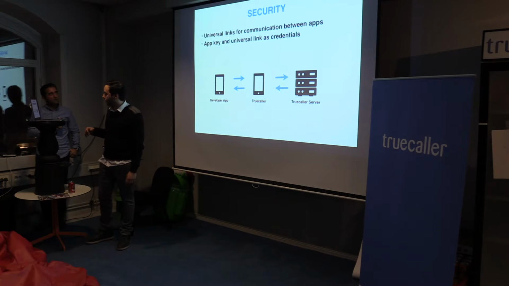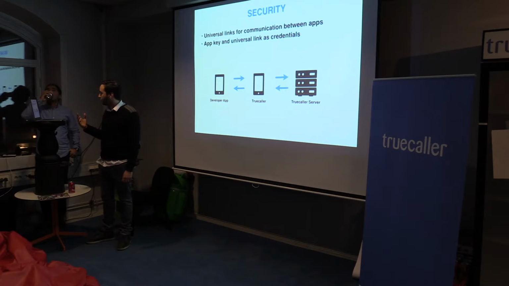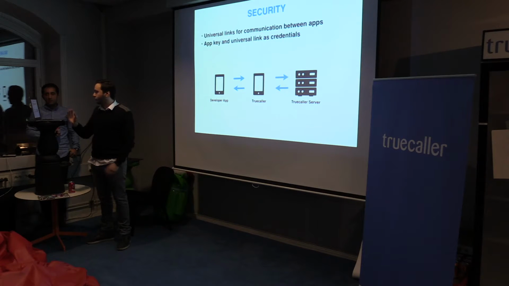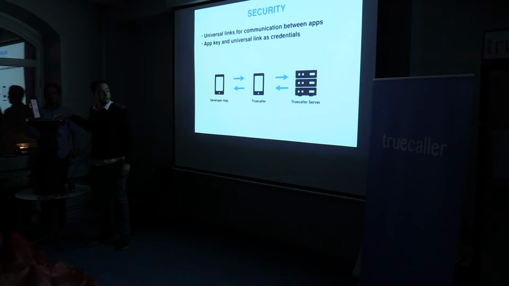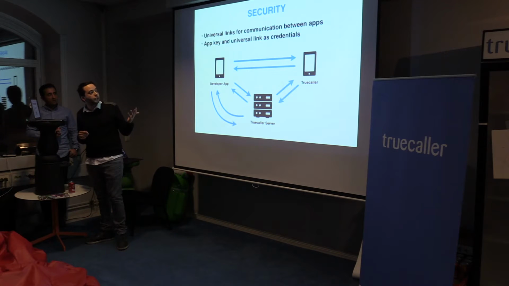So when it comes to security, we took a different approach than the regular URL schemes. We are using the app key, which is generated by us and assigned to every TrueSDK developer, and also a universal link, which is also used for the inter-app communication. So this is the current architecture we have. As you can see, it's pretty simple. And I'm going to show you what would have happened if we had used URL schemes.